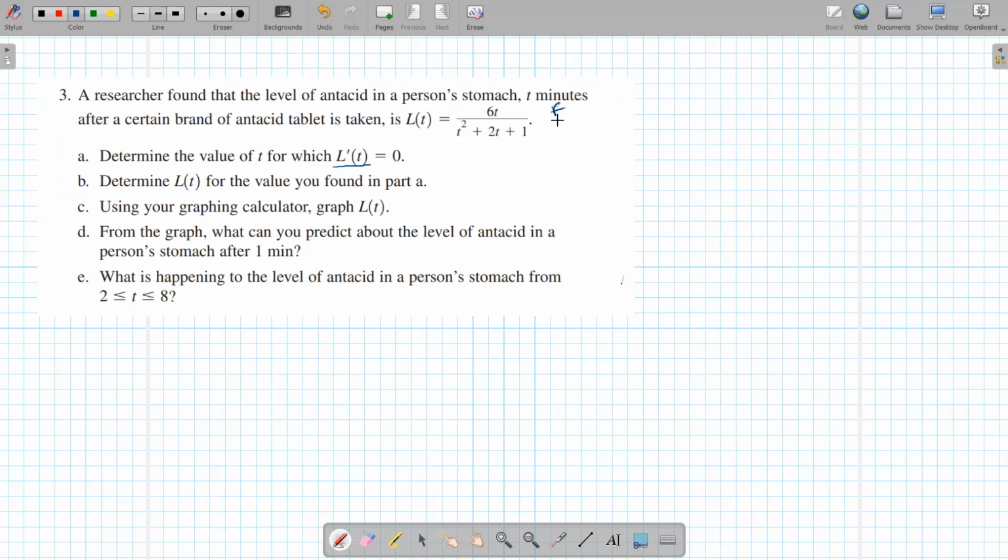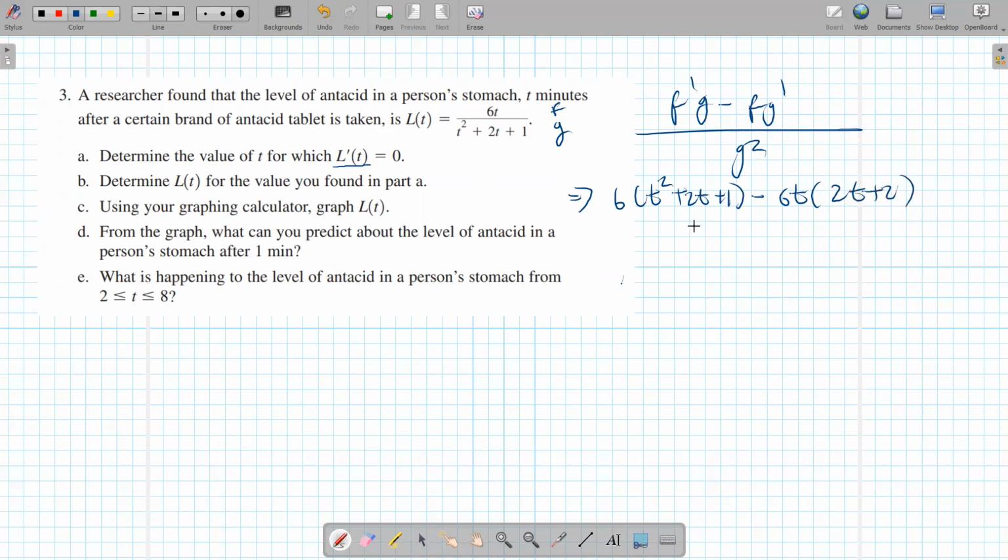The numerator is f, the denominator is g. It's f prime g minus f g prime all over g squared, like that. So what's f prime? 6. Yeah, 6 times t squared plus 2t plus 1 minus 6t. What's the derivative of the denominator? 2t plus 2. Yeah, 2t plus 2, all over that denominator squared. So that entire thing squared.